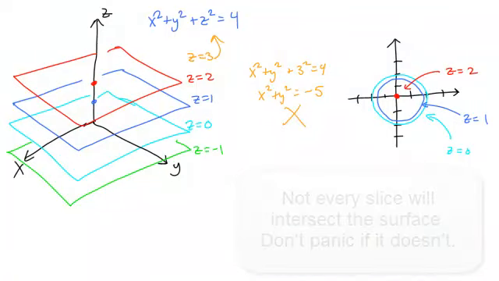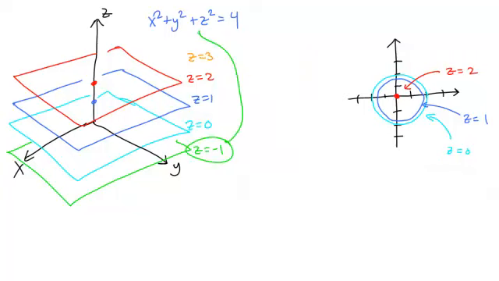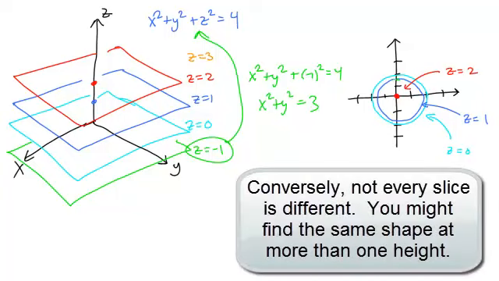On the flip side, if we were to look 1 unit below the plane, we'd get x squared plus y squared plus negative 1 squared equals 4. Well, negative 1 squared is 1, and so we're back to x squared plus y squared equals 3, which means at a height of minus 1, I'd see the exact same curve I saw at a height of 1.